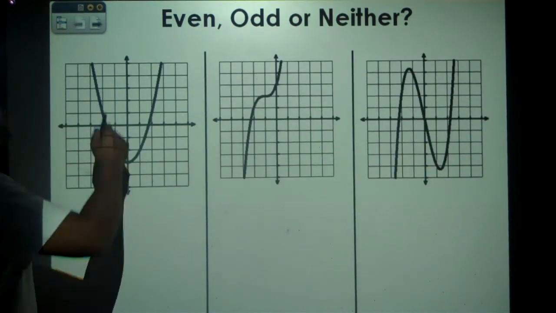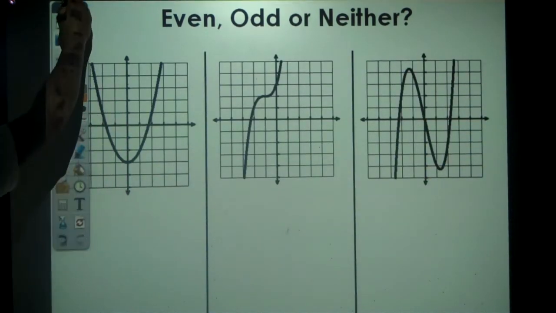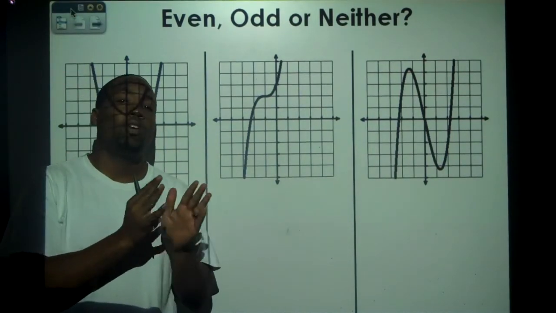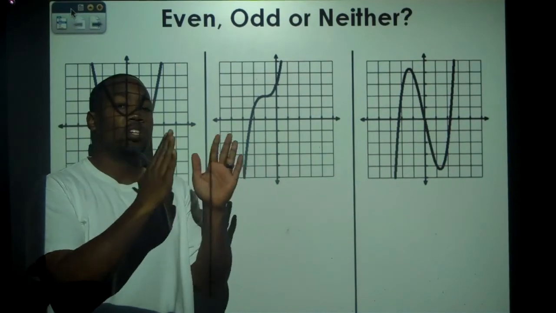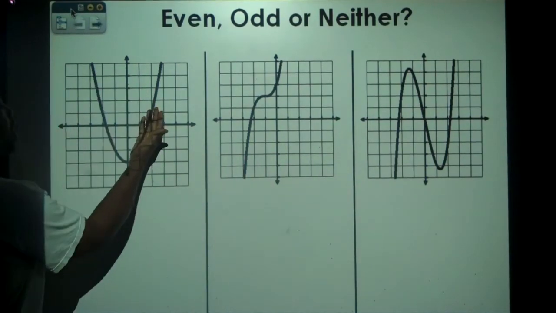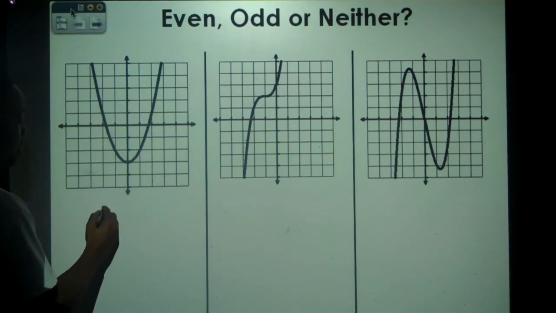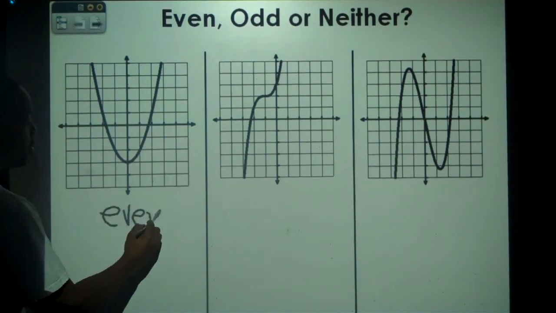Now the graph. How do I know a graph is even? If it folds hot dog style. What I mean by hot dog style is that it folds onto itself. So does this graph, folded this way, fold onto itself? Yes. So that makes this graph even.